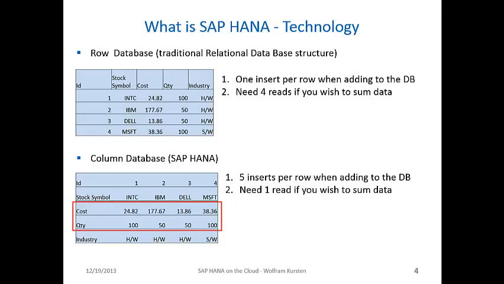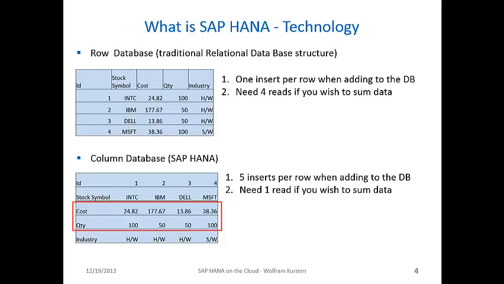So let's just talk a little bit about the column database, which is a little bit different. When you write to the database, it firstly records every one of the stock symbols in a column as a record. Then it'll record the cost and then the quantity and then the industry. So when you're writing a record to a column database, it actually takes 5 inserts into that database to write one of these records.